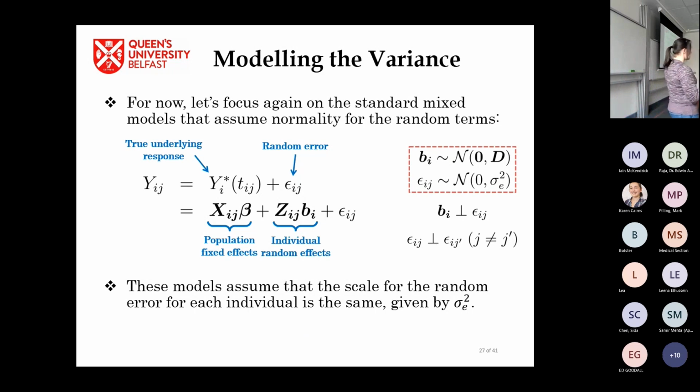These equations are, again, the standard mixed effects model from before. What we are focusing on at this point is the variance within the random effects. Our epsilon ij follows the normal distribution with zero mean and variance sigma squared e. What that means is that every individual is assumed to have random error terms with the same variance across the population. That could be quite a restrictive assumption depending on what you're looking at.